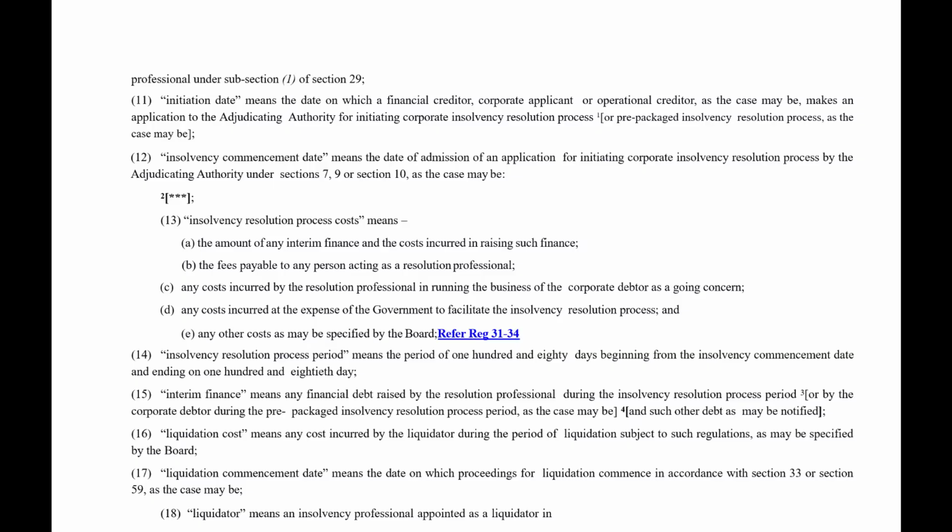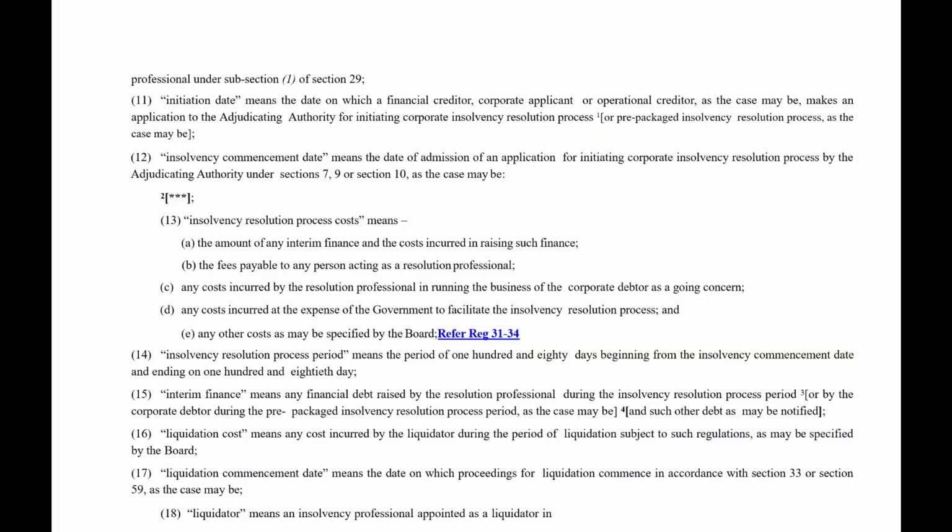Interim finance, we have already seen. Interim finance means any financial debt raised by the RP during this insolvency resolution process period. So what is important to be paid? Any interim finance raised, cost incurred in running it as a going concern, fees payable to the RP. All these are expenses or costs which are to be paid in priority. So that is why this definition is important. And this insolvency resolution process cost is to be paid in priority before any financial or operational debt is paid.